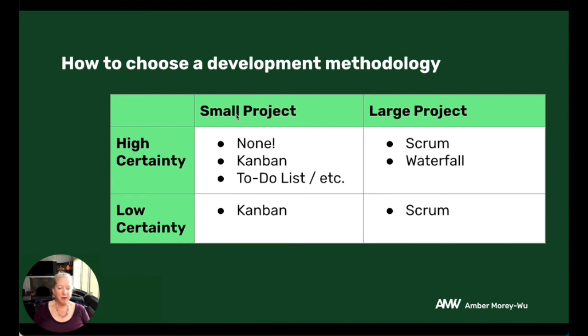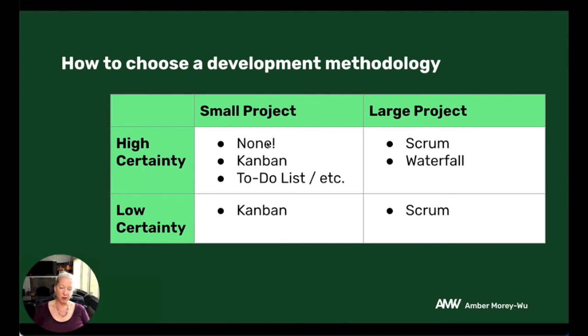First of all, is it a small project or is it a large project? And is it high certainty or low certainty? Like, do you know a lot about it? Or is it complex with a lot of risk? Then it might be low certainty. So if it's something like just updating some graphics on a web page, I would call that a small project and high certainty. You know what you're doing. It's not going to take too long. You might not need any methodology at all.